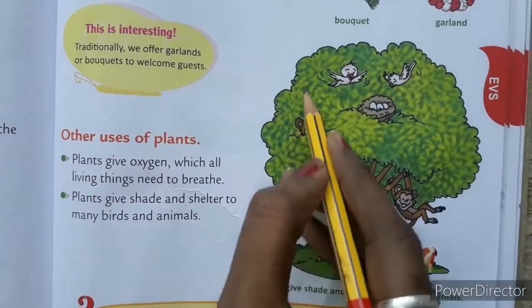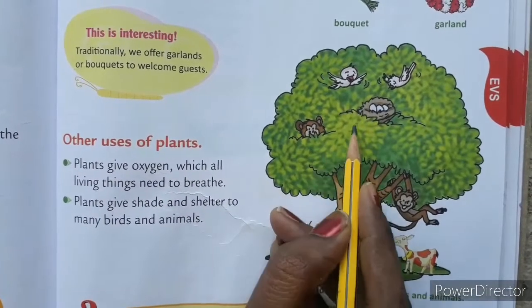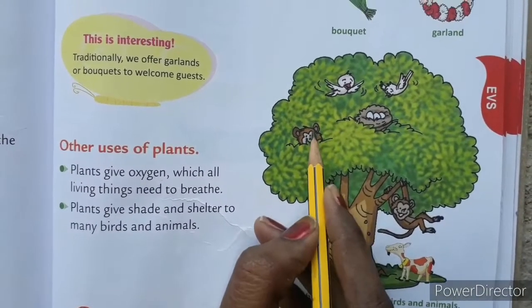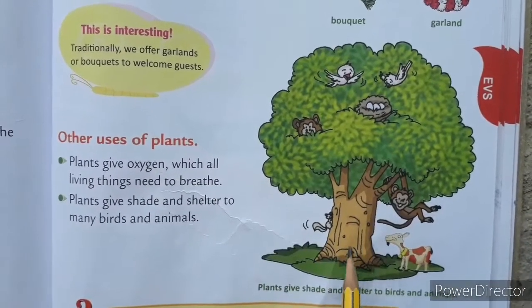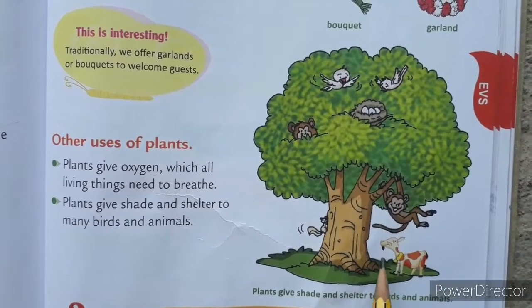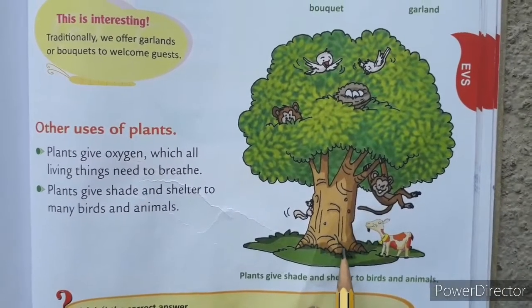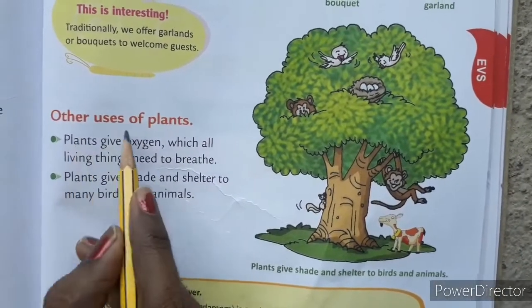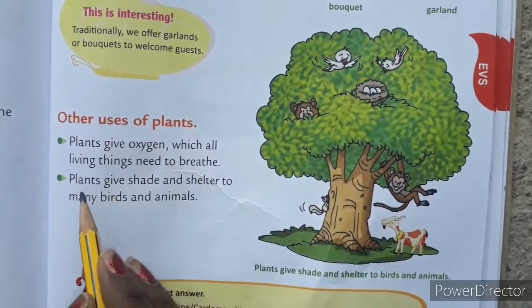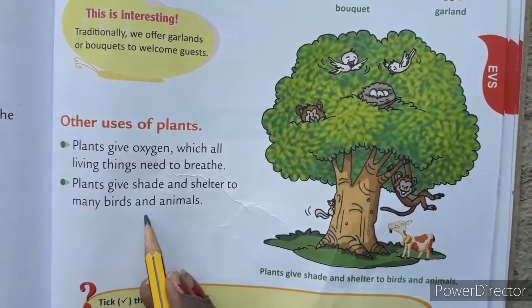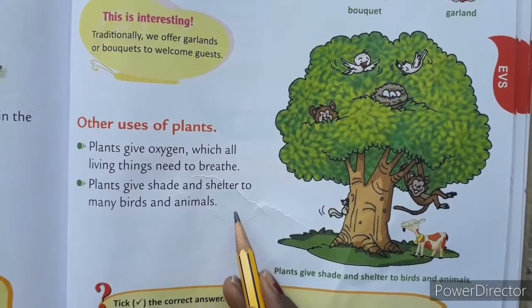Here, see, one tree is there. On the tree, some birds live. Here, one animal, some birds live on this tree. And here, some animals shelter under the tree. So, other uses of plants are: plants give us oxygen which all living things need to breathe, and plants give shade and shelter to many birds and animals. So children, these are the uses of plants.